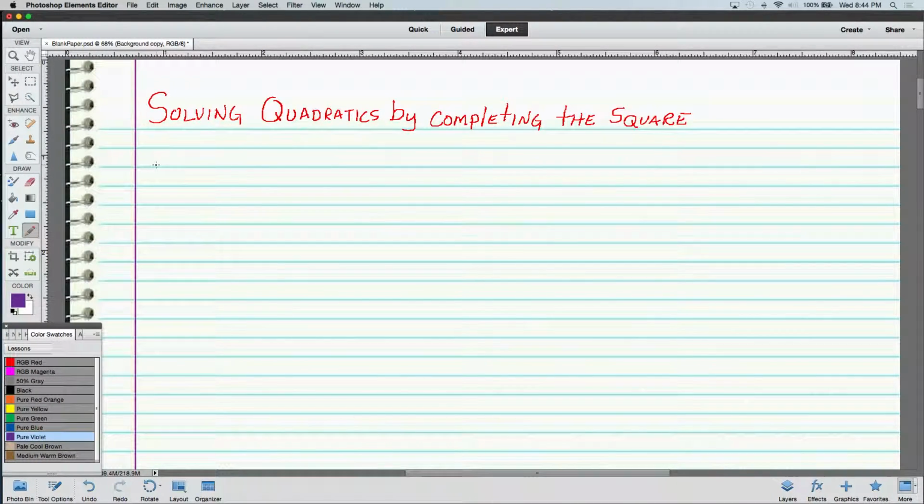Today we'll be solving quadratics by completing the square. Before we start, I just want to go over a couple steps. These are steps that you can use every time that you complete the square. Basically, a little blueprint to go by.